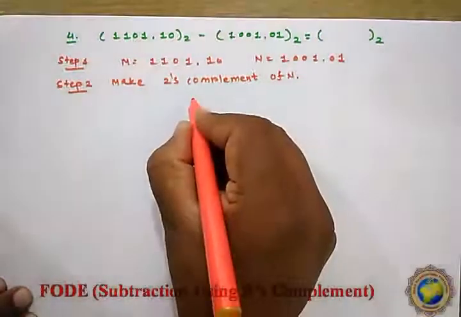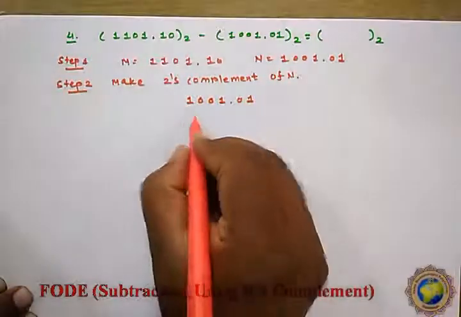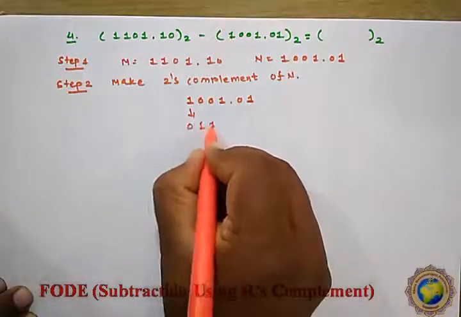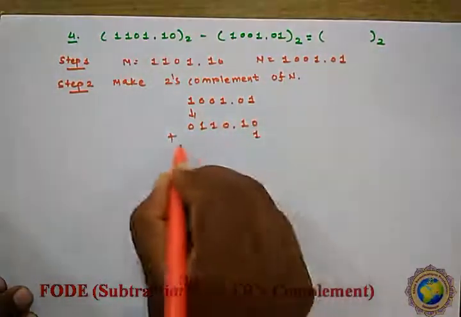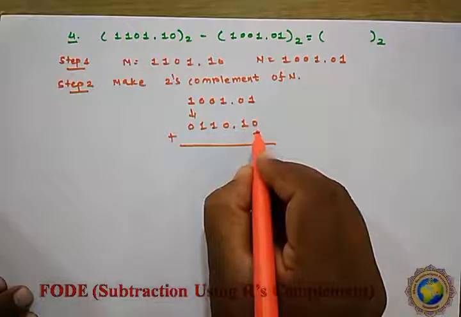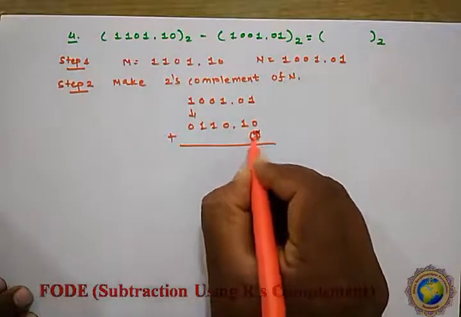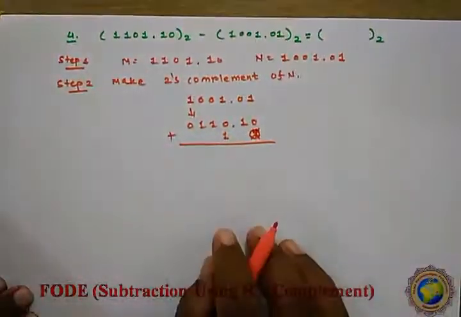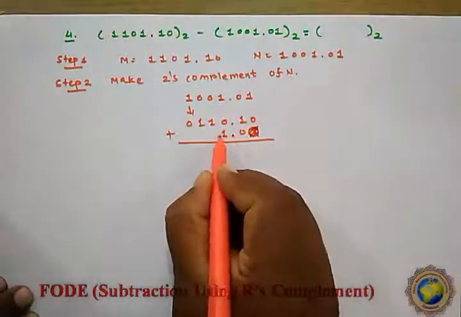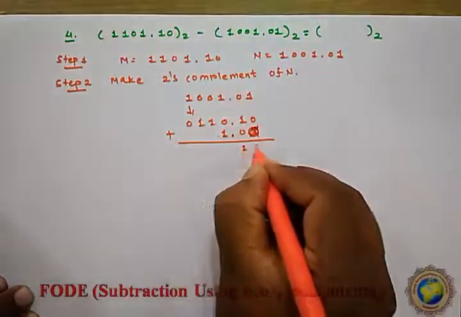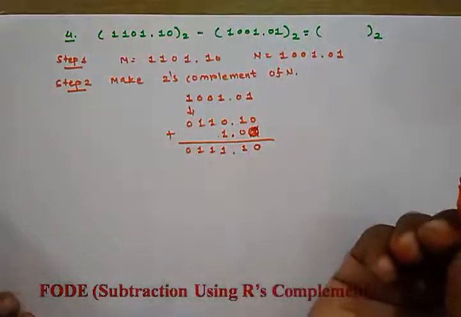So our number is 1001.01. Replace the digits: 0 1 1 0 1 0, plus 1. Now here you don't add 1 at this end. We have to add the 1 here. In a fractional number, remember that you have to add the 1 right at the end of the fractional part. So it is 1 0 0.1110. So this is our answer.